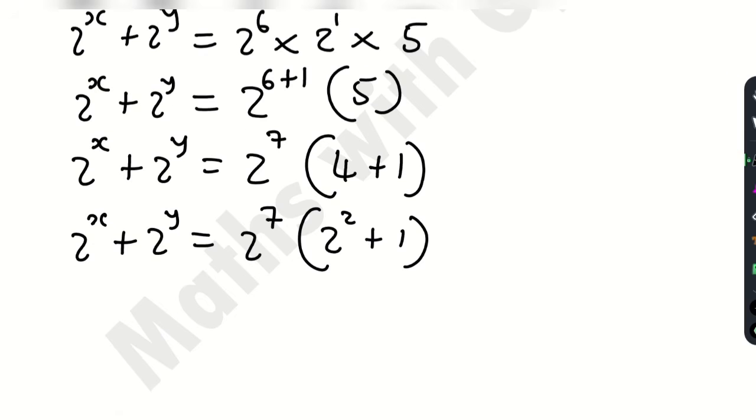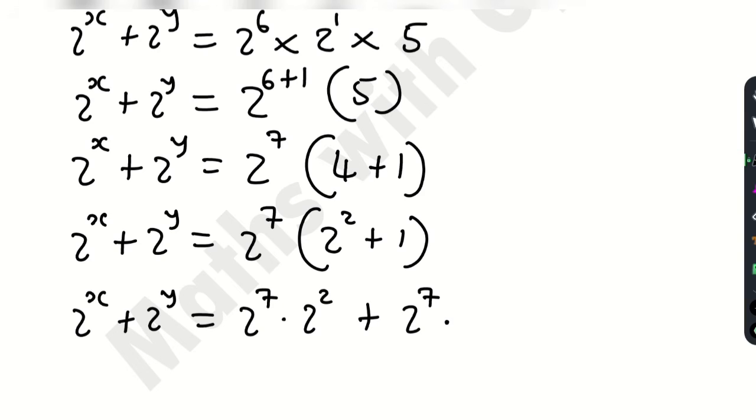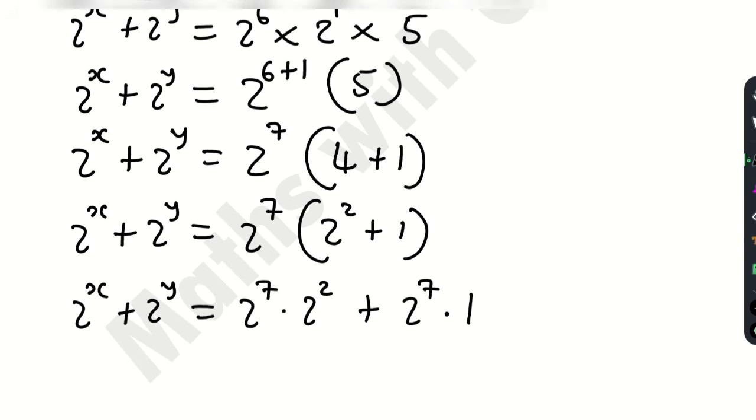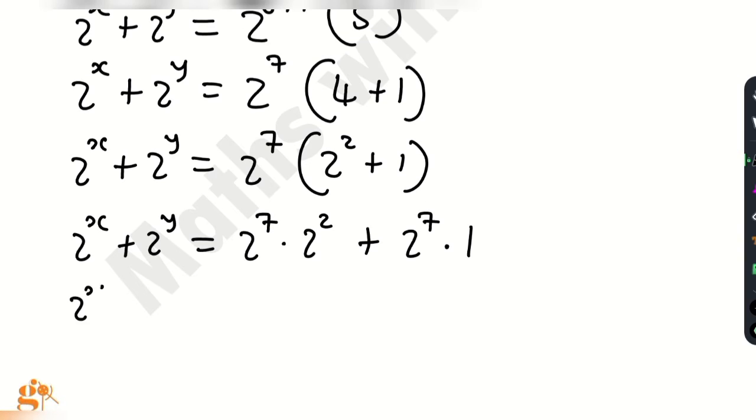Now we're going to expand this. So 2 raised to power 7 will multiply 2 raised to power 2. And again, 2 raised to power 7 will multiply 1. So I am now going to rewrite this as 2 raised to power 7 times 2 raised to power 2 plus 2 raised to power 7 times what? 1. Okay, so here 2 raised to power x plus 2 raised to power y is equal to, same thing that we did earlier, I am going to write this as what?